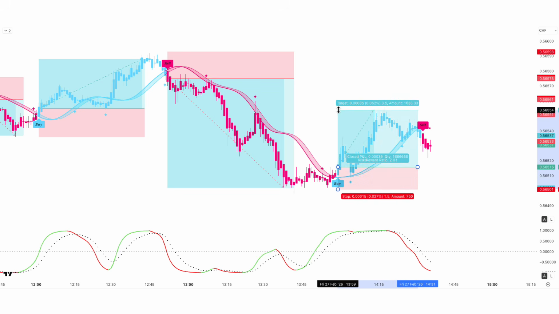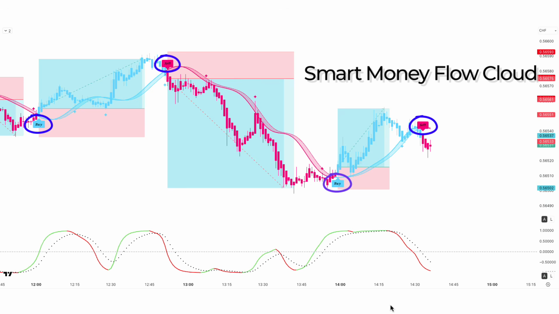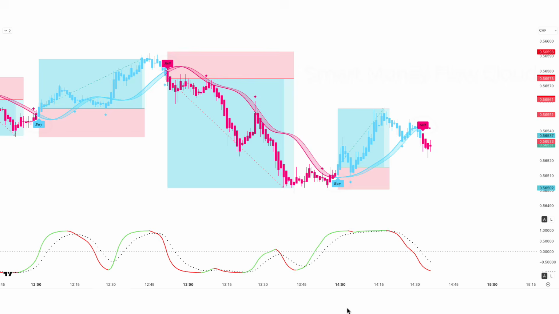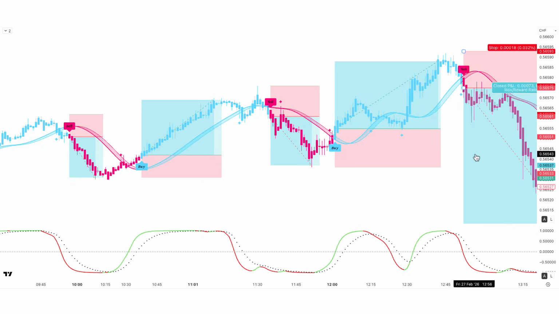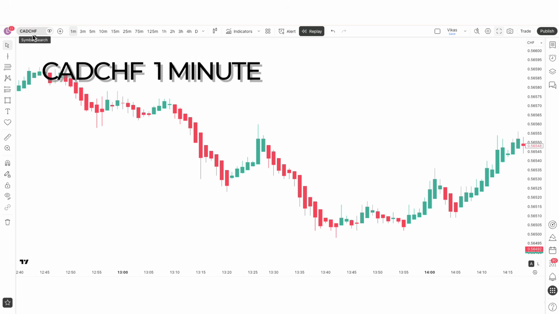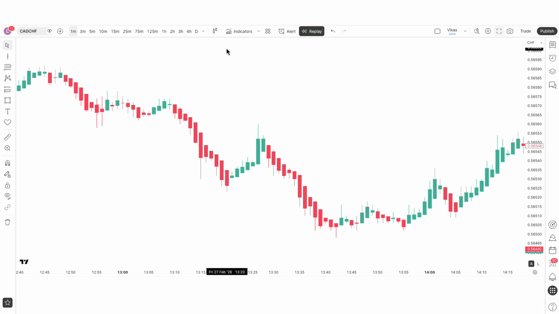First of all, let us know about trading tools. The buy and sell arrow indicator we see in the chart is called the Smart Money Flow Cloud indicator. Now we tell you how we want to trade. Let's start the video. We open the CAD/CHF 1-minute chart. And don't sweat the time frame either.